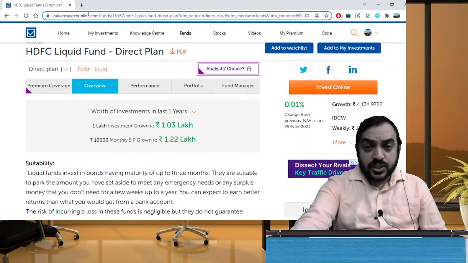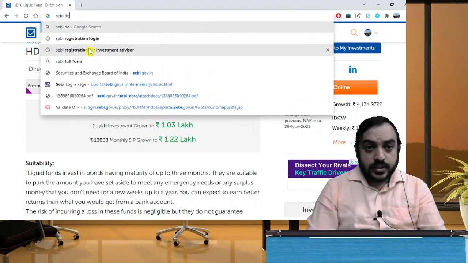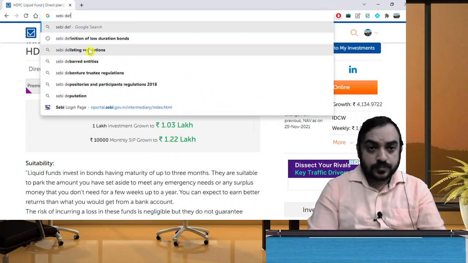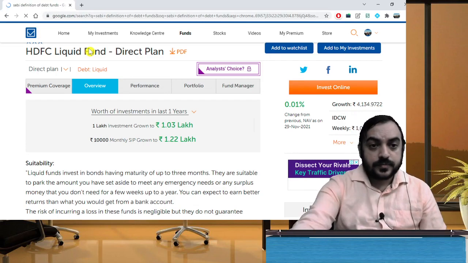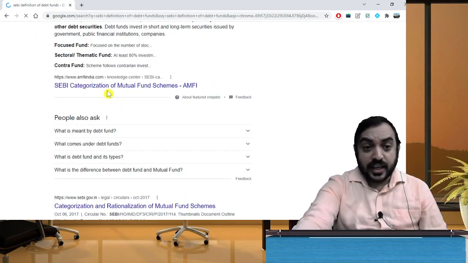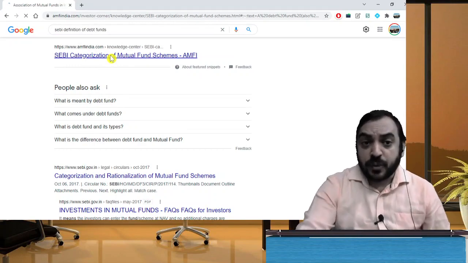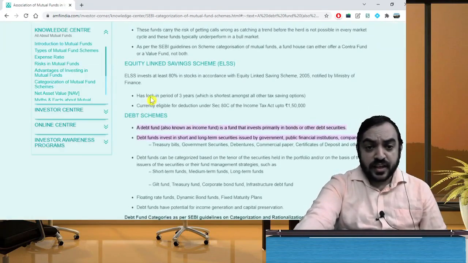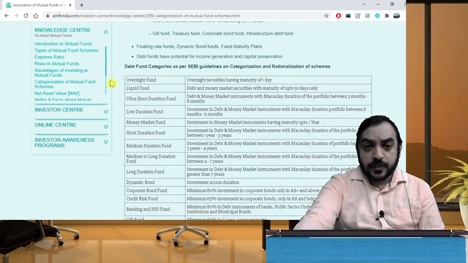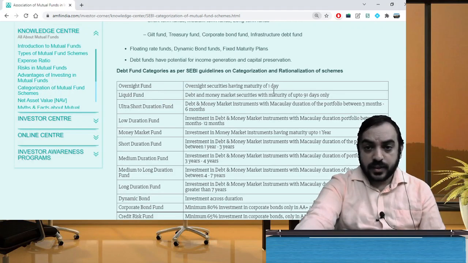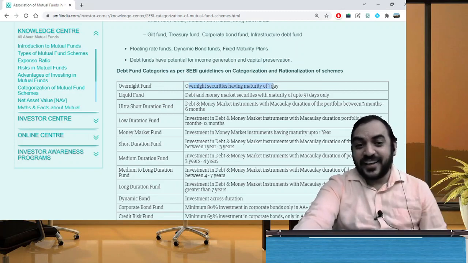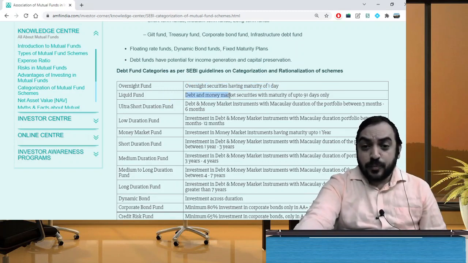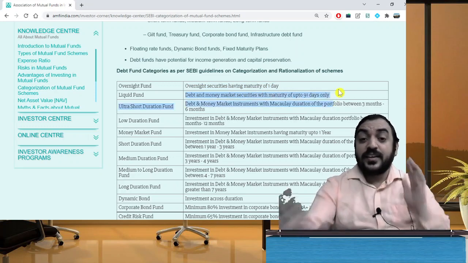Let me just quickly do a search for you. SEBI definition of debt funds. You don't have to remember it; I mean, in an exam they can ask you, but still. Okay, let's look at this. This is the official website, AMFI India, Association of Mutual Funds in India. I hope it is in readable condition. Just zoom it a little bit. Okay, overnight fund: overnight securities having maturity of 1 day only. Liquid fund, you see: debt and money market securities with maturity up to 91 days.